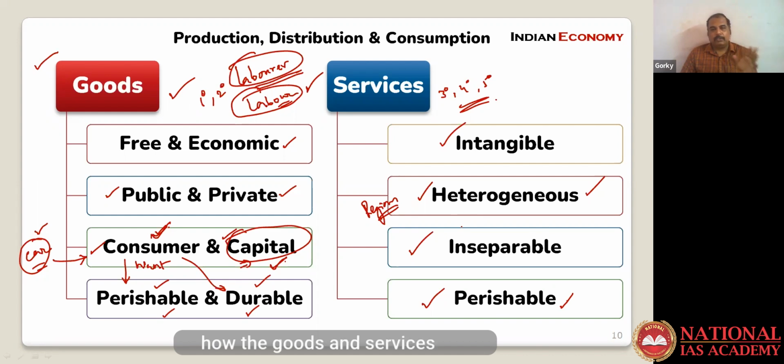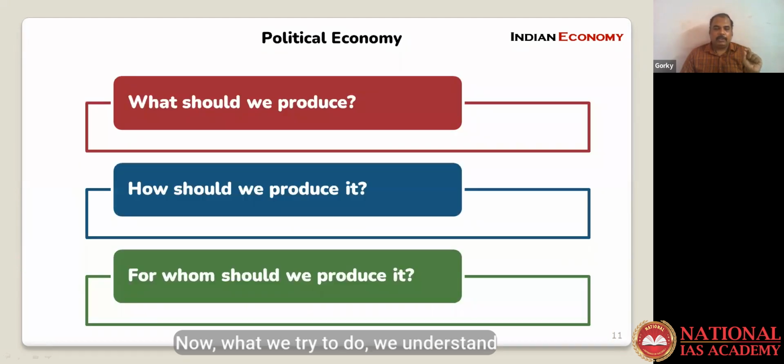How the goods and services are? Okay. So we have seen what is an economy, how the economy has evolved, and how the economy has different activities, and based on them what they do, classify, and then what they produce. Clear? That is goods and services. Clear? Fine.